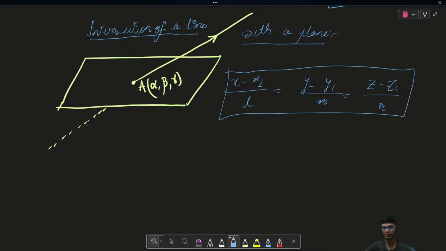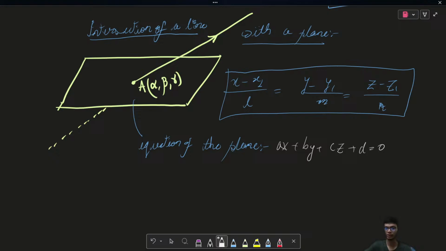We will know the equation of the plane. So let us say the equation of the plane is given as ax plus by plus cz plus d is equal to 0. So this is my equation of the plane. This is the equation of the line, so I'm representing it by L, and the plane I'm representing by P. Okay, so this is the equation of the line and the plane.